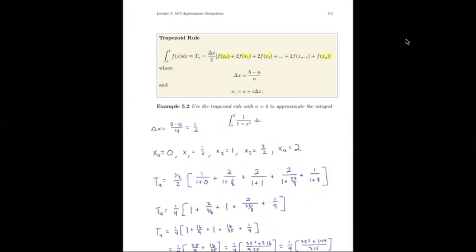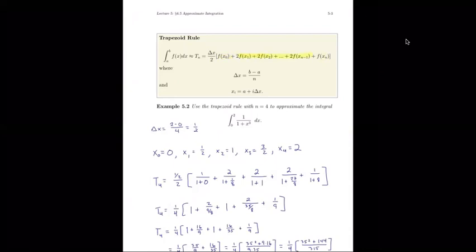So remember that x naught will be a and xn will be b. So there's a and b evaluated on the left and on the right. And notice that they're the only ones with a coefficient of 1 inside this bracket. Everything else that's added has a coefficient of 2.